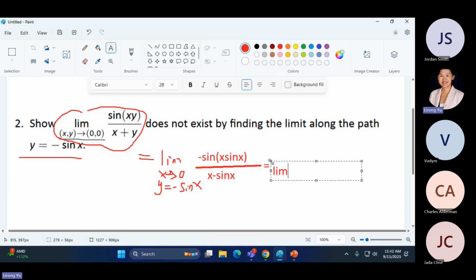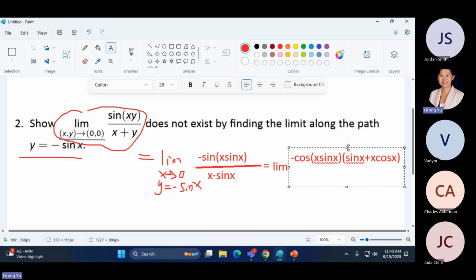So here, for the limit, in the numerator we have to apply the chain rule. The derivative of negative sine is negative cosine, and there's no change to the inside function according to the chain rule. And then we multiply by the derivative of the inside function, the derivative of x, which equals 1. So 1 times sine x. Plus, we have to apply the product rule, so plus x multiplied by the derivative of sine, which is cosine of x. So that is the derivative of the numerator, right?